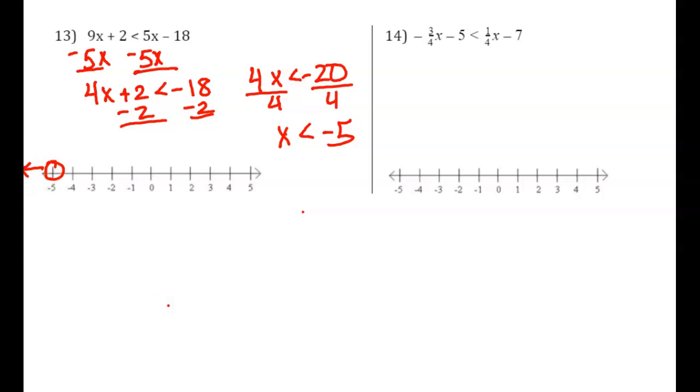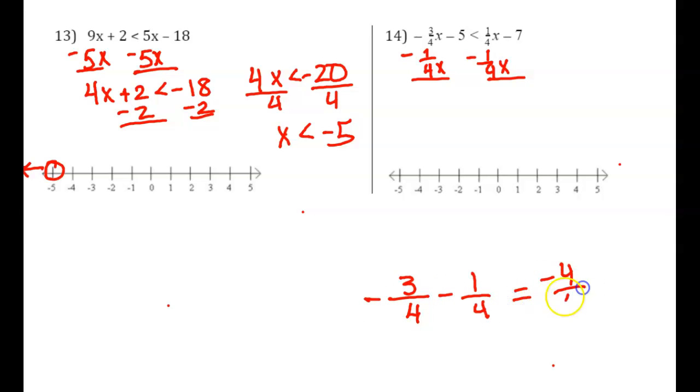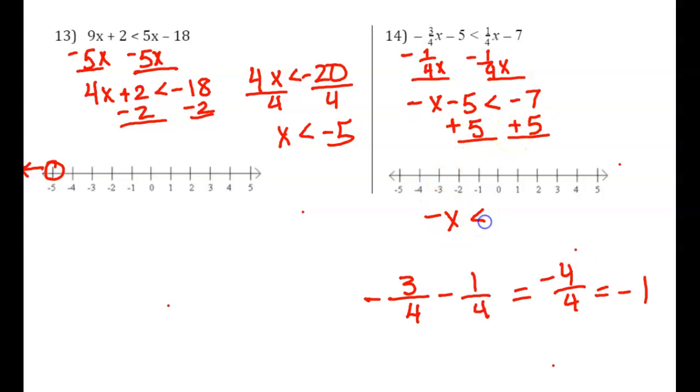And then the final example, although it has a fraction, we can work with it. We're going to subtract negative 1/4 x from both sides. Notice they have the same denominator. A negative 3/4 minus 1/4 is a negative 4/4, which is negative 1. Or we can write this as negative x minus 5 is less than negative 7. We're going to add 5 to both sides. When we do that, we get negative x is less than negative 2. And finally, we have to divide both sides by negative 1, so we're going to flip the sign. Our x is greater than 2. We make an open circle, and then we go to the right.